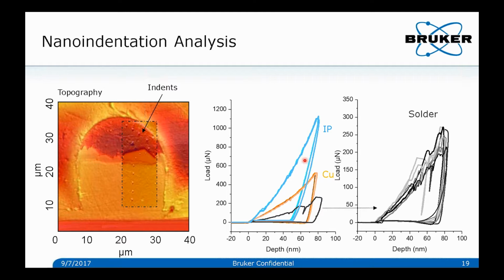The copper material is somewhere in between, and the solder is by far the softest, where you only need about 200 micronewtons of force to go to an 80 nanometer depth. And you can also see some interesting deformation behavior and some dislocations occurring, similar to what we saw on the aluminum sample earlier, the single crystal aluminum.